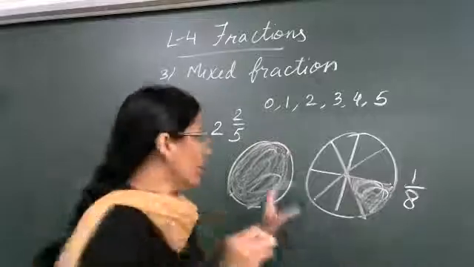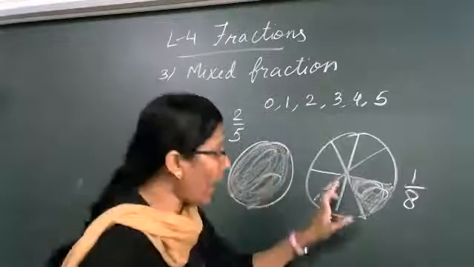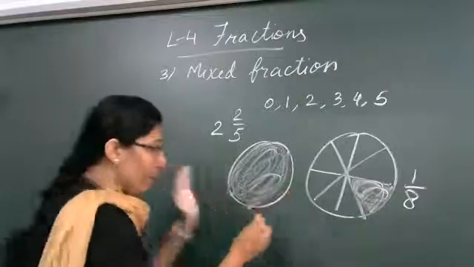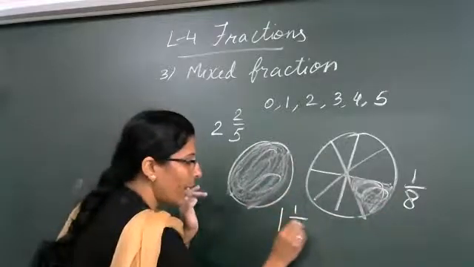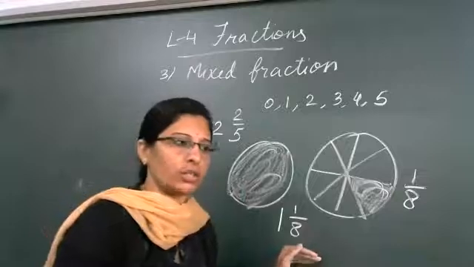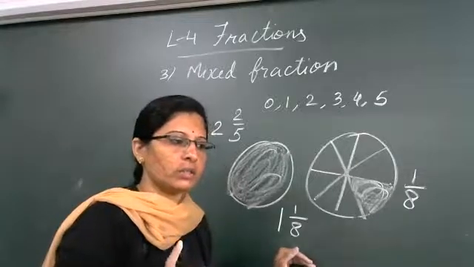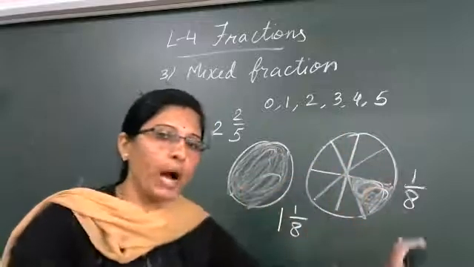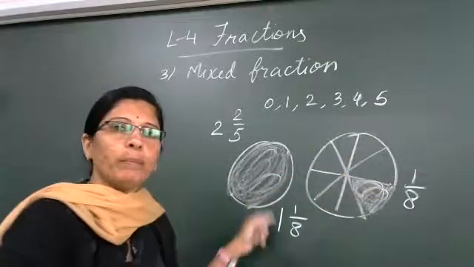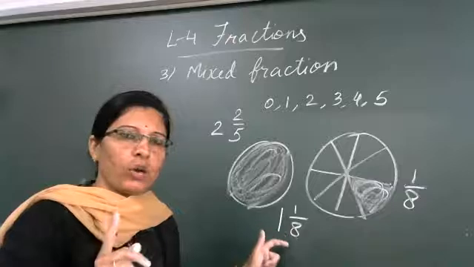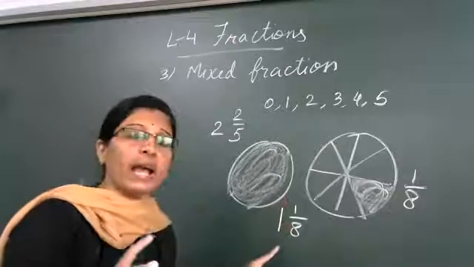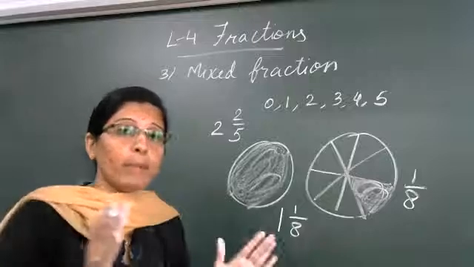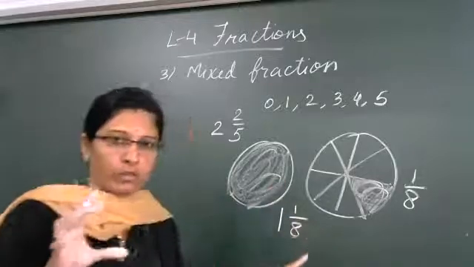If you ate this one full pizza and one part of it, what will it become? Together it will be 1 and 1 by 8. So this is a mixed fraction. Now understood? Yes, ma'am. Okay? One full pizza and the one part together will be the mixed fraction. So this is a whole number, a natural number. Here the whole number will come from 0, 1, 2, 3, 4, the full number, and this is the part of it.